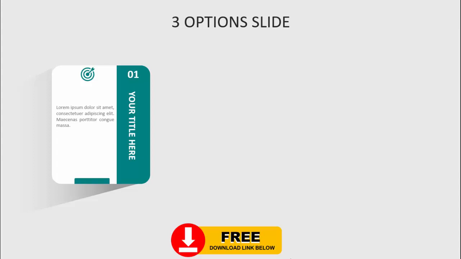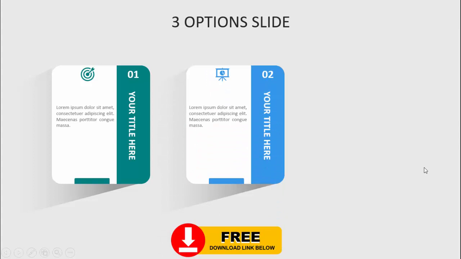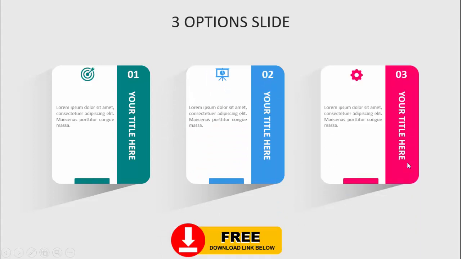In today's tutorial, I'm going to show you how to create a three option slide in PowerPoint, and this is how the slide works. When I click, the first option comes. You can put the option number here. You can add the title, the detailed text along with some icon here, and then you can add some shadow effect at the back side. So when I click with the different color combination, it will show you the option 2, then the option 3.